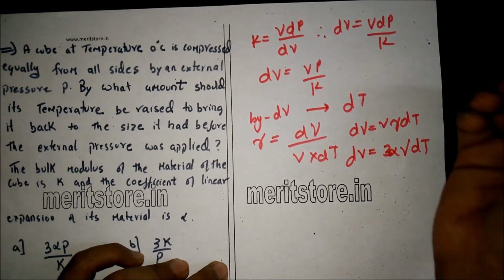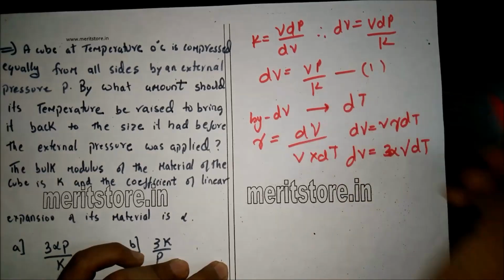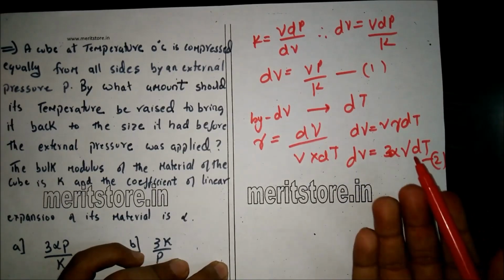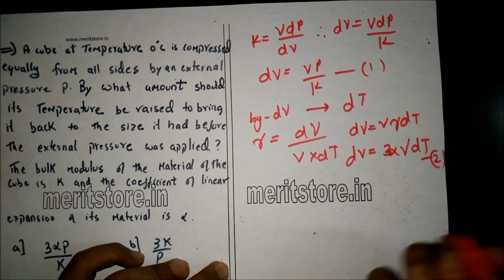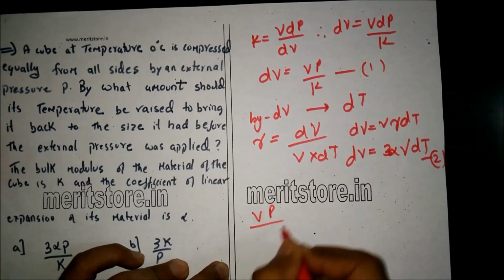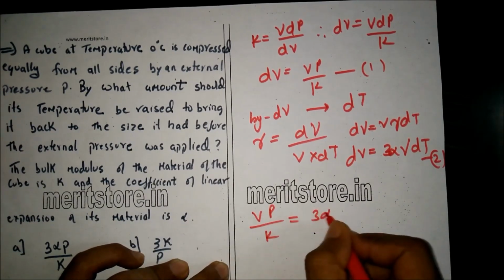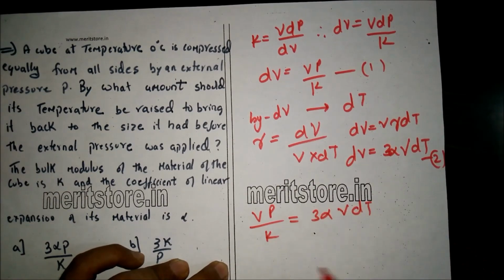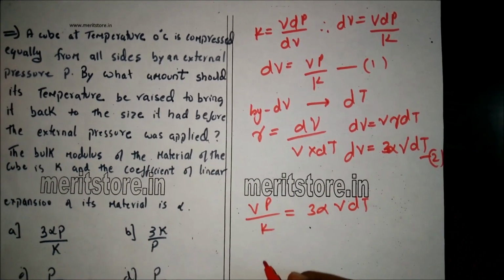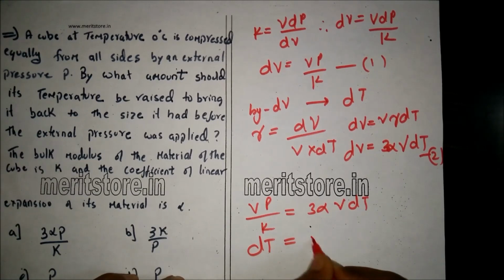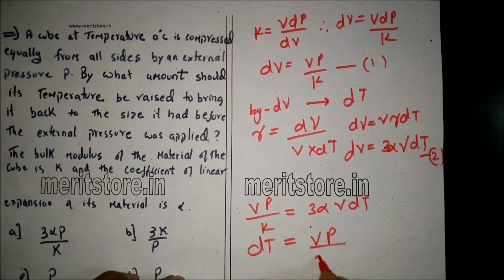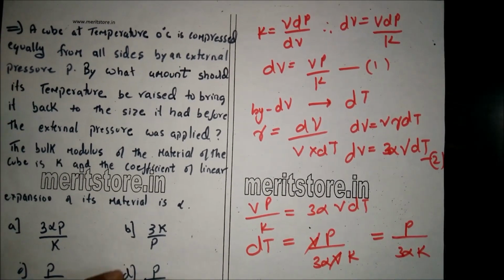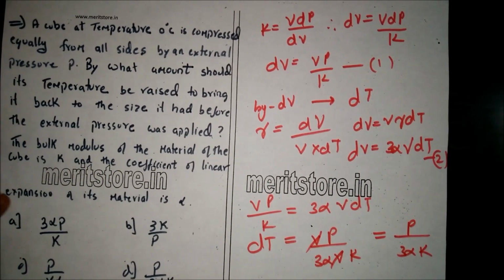Now let this equation be 1 and this equation be 2. Therefore, we have two values of dV. Therefore, from 1 and 2, we get VP upon K will be equal to 3 alpha V dt. Therefore, we need to find the value of the temperature. Therefore, dt will be equal to VP upon 3 into alpha V K. V and V will get cancelled. Therefore, dt will be equal to P upon 3 alpha K. Therefore, the correct answer here is option D.